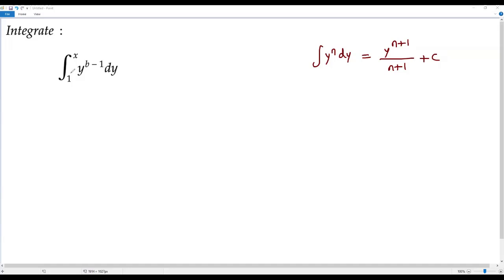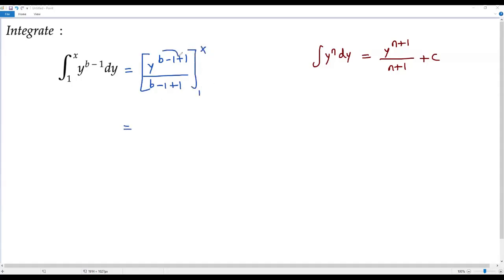But in our problem, we have a definite integral because we have a lower limit and an upper limit. In this case, we don't have to add the integral constant c. Okay, now we understand the power rule of integration. Let me apply the power rule over here to get the integration of this function. So now when I integrate this function, I have to add 1 to the exponent, and it has to be divided by the same exponent, that is b negative 1 positive 1. And for this result, I have to apply the lower limit 1 and upper limit x.